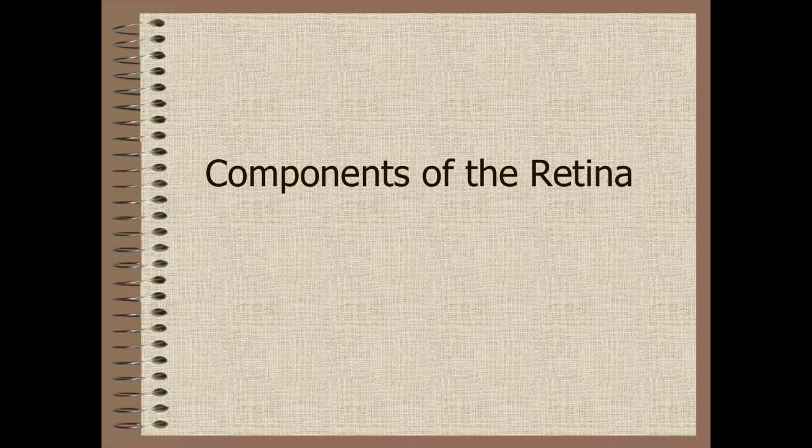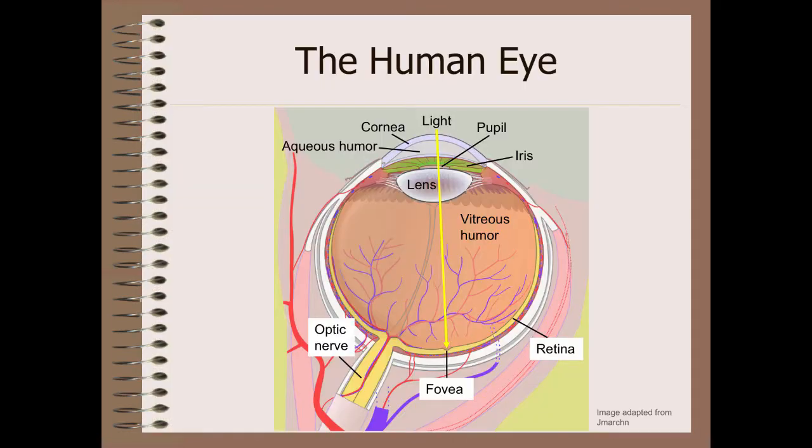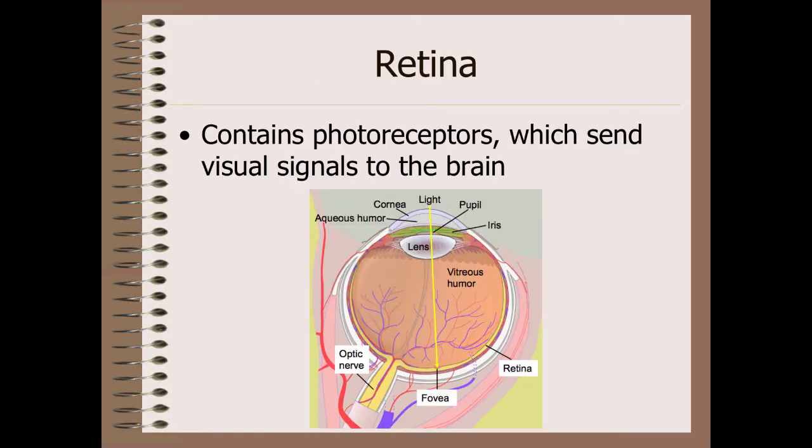Now we are going to get into the basic components of the retina. If you'll recall, the retina is a layer of cells located towards the very back of the eye. The retina is derived from the same tissue as the brain and is actually considered part of the brain. It contains our visual receptors called photoreceptors, which send visual signals to the rest of the brain, and it has a quite complex layered organization.